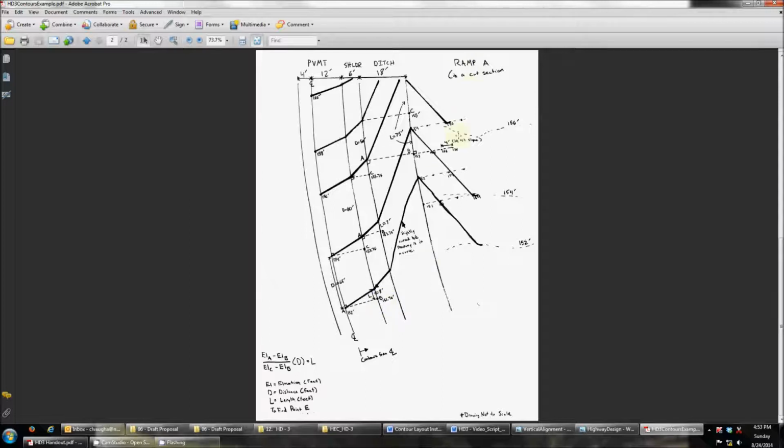Again, note this is ramp A, but we're going to be talking about NC 125, and I'm going to refer to this 152 and 151.76 often just as an example calculation. Obviously this is going to vary depending on if you're working with ramp A or loop A or NC 125, and the pavement width is going to vary and the cross slope is going to vary and stuff like that.